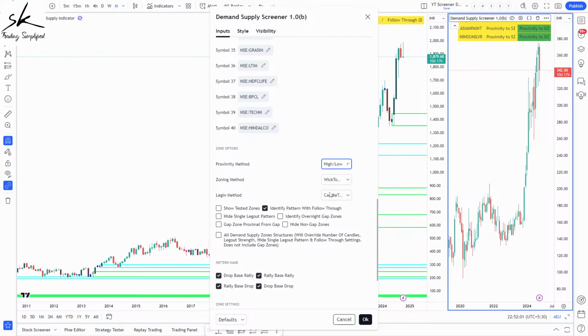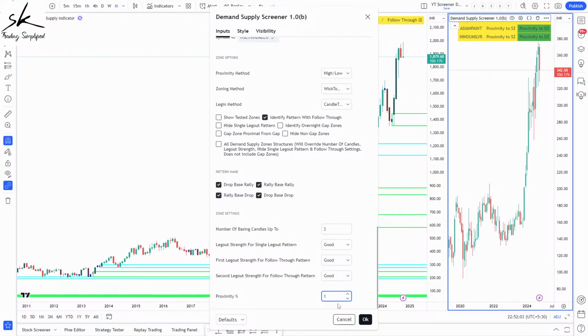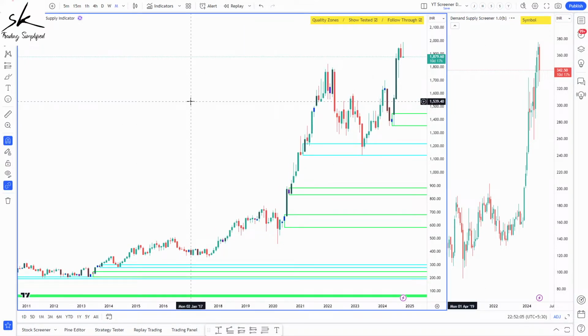So let's change it back to my default settings whenever I show you examples. Let's keep it something like this. Perfect. All right. So I've already answered that.